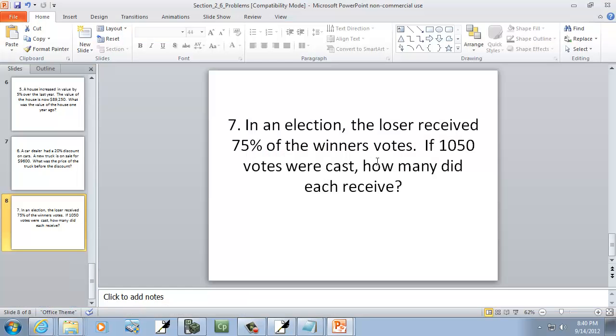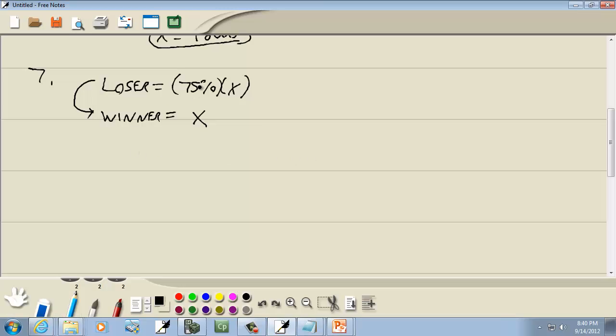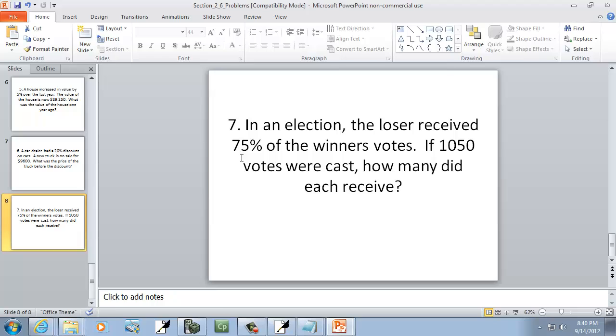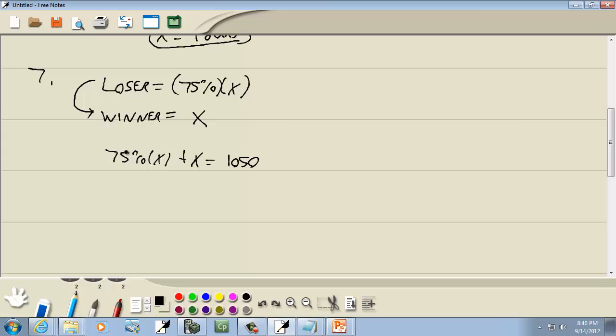And then total, there's 1,050 votes. So if we add this one plus this one, 75% times x plus x should give us 1,050. Now again, we want to change that to decimal. So that'd be 0.75x, and this would be x. There's an invisible 1 here. These are like terms, so 0.75 plus 1 gives us 1.75x.